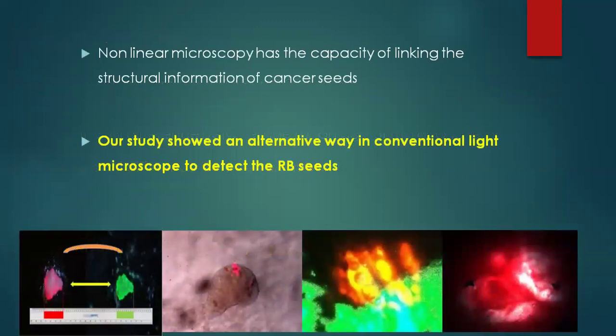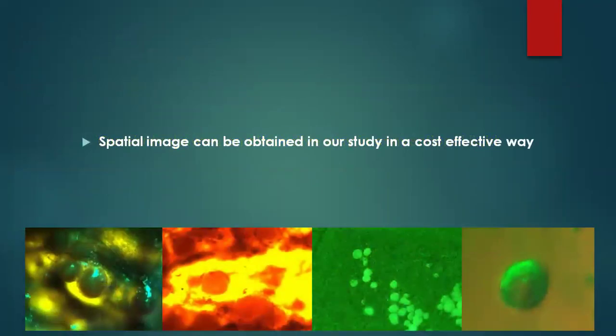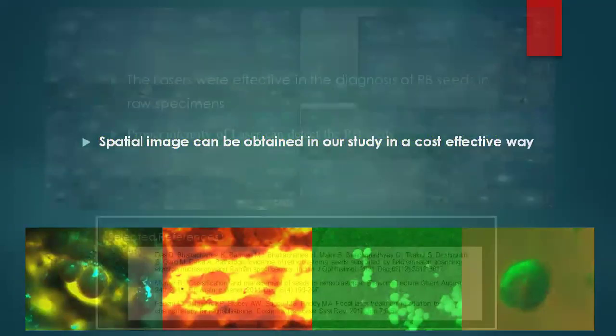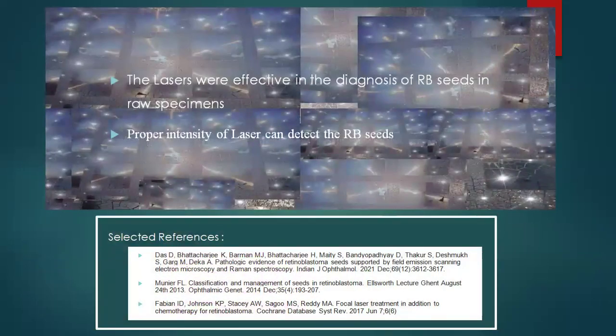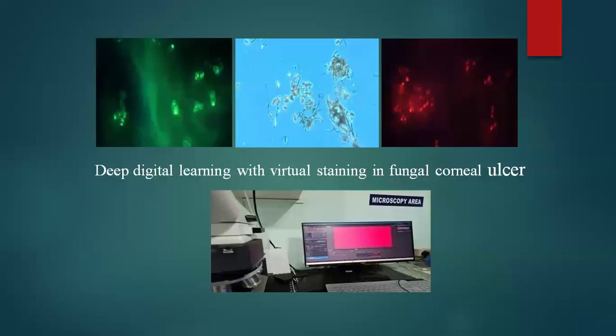So nonlinear microscopy has the capacity of linking the structural information of cancer seeds. Our study showed an alternative way, in a conventional light microscope, to detect RB seeds. Spatial images were taken in a cost-effective way, the laser was effective, and a proper intensity of laser can detect the RB seeds. The last part of my presentation is deep digital learning with virtual staining in fungus and other pathologies.